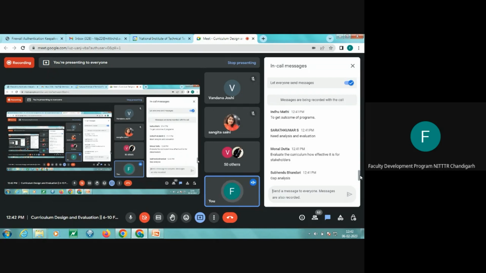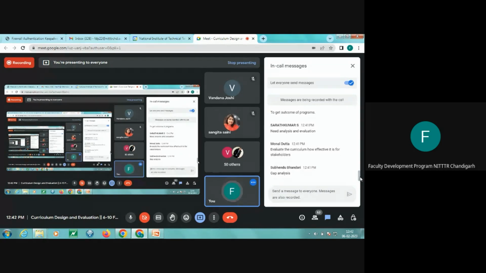So Monal has given the answer. Evaluate the curriculum. How effective is it for the stakeholders? Okay, very good. Gap analysis. Shubhendu, very, very well done. Monal and Shubhendu, great answers. How effective is your curriculum implementation? And gap analysis: if there is any gap between design and implementation, we identify that gap and give a solution for that.